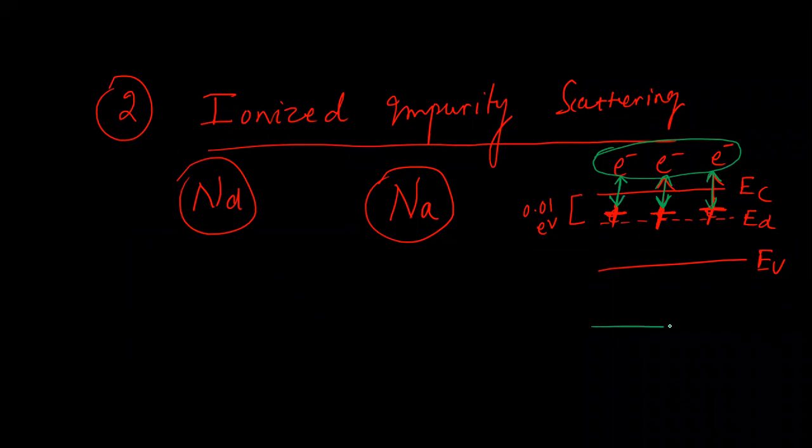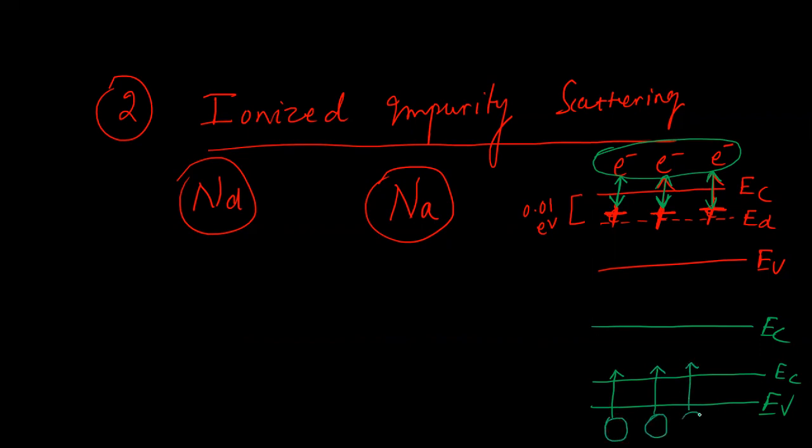The same thing can be done for the holes. So you have the EV here and EC here. Your acceptor state will be somewhere close to the valence band, so electrons will be elevated to these acceptor states. So you get holes over here, and here you get negative ions, which are fixed. There will be a Coulombic interaction between these, so this will also affect the movement of the holes in the valence band, exactly the same way.